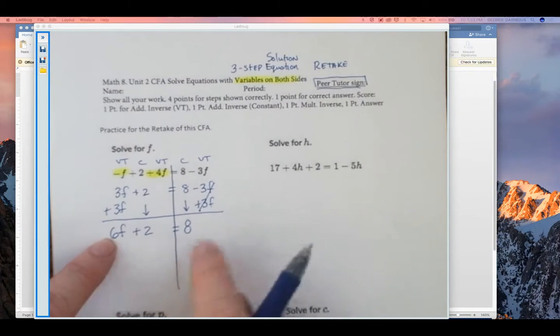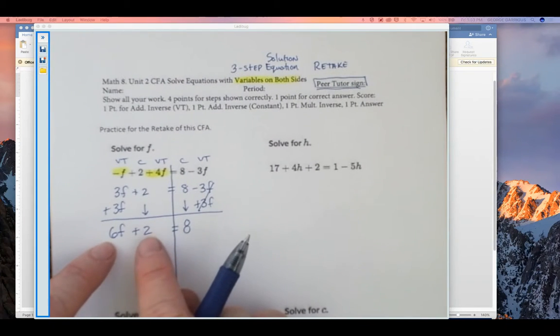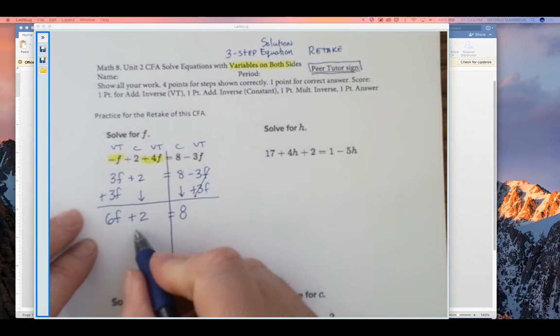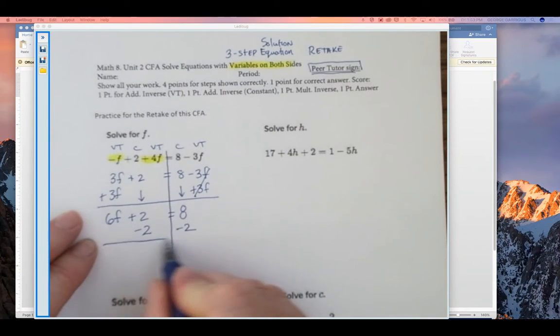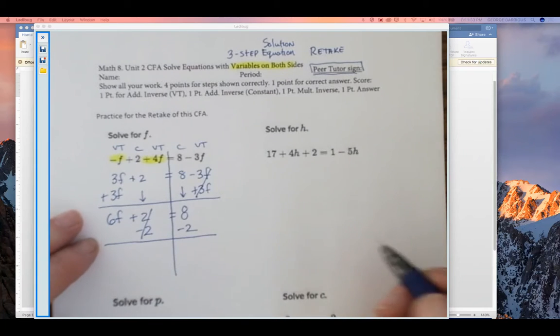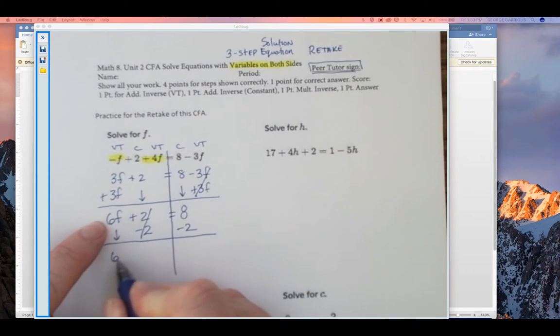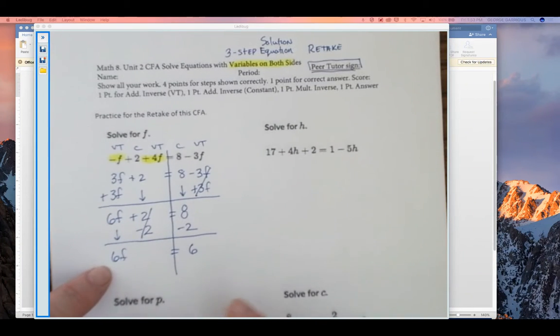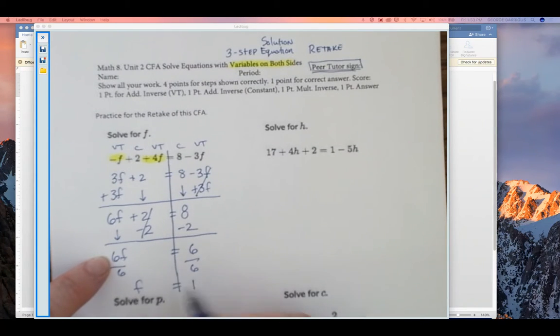Then I have a 2-step equation left, and I have to get rid of this constant on the side with the variable term. Remember, my goal is to get f by itself. So now I'm going to subtract 2. I'm going to slash out what becomes 0 and bring things down. 6f equals 6. I could use mental math here. I could multiply by 1/6, or I could divide by 6. The coefficient is an integer, so I'm going to divide by 6, and I end up with f equals 1. Let's look at the next problem.